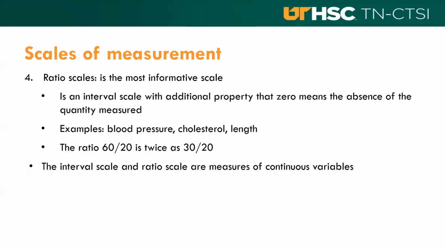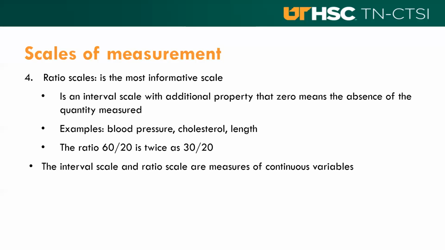The ratio scale is the most informative scale. Just like the interval scale, it is used for quantitative measurement. It's an interval scale with the additional property that 0 means the absence of the quantity measured. So for example, when temperature is measured on the Kelvin scale, the freezing point for water is about 273.15, and the boiling point is about 373.15. And there is a true zero, and a true zero on the Kelvin scale means there is no movement of molecules.